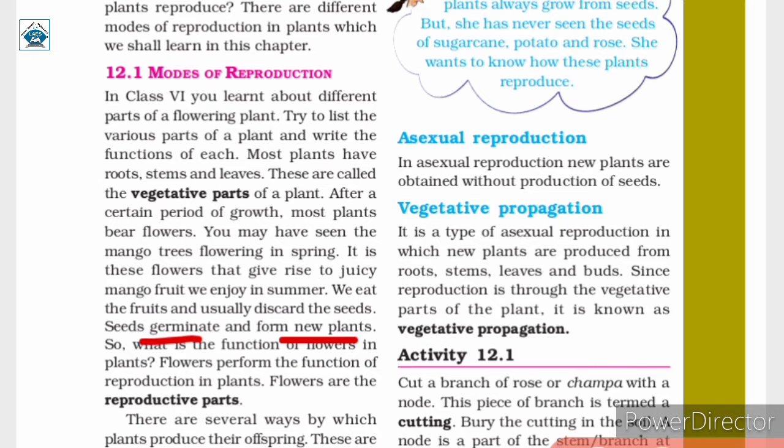What is the function of flowers in plants? The function of the flowers is to perform reproduction in plants. So what are flowers? They are the reproductive parts of the plants. Now these are the parts of the plants that play a major role in the reproduction process in plants, that is, for producing new plants of the same kind.